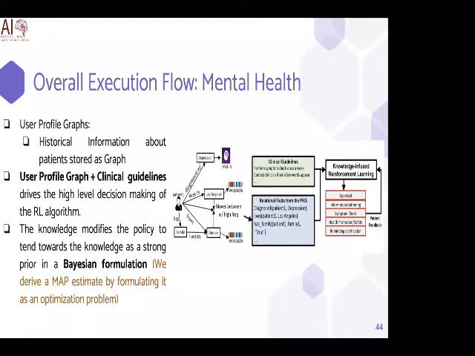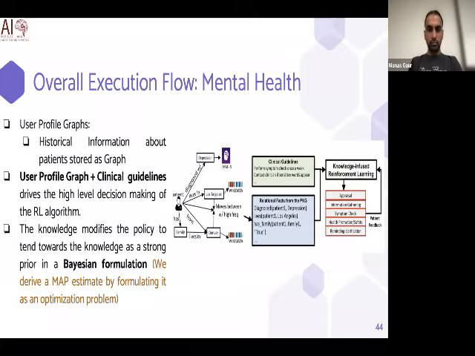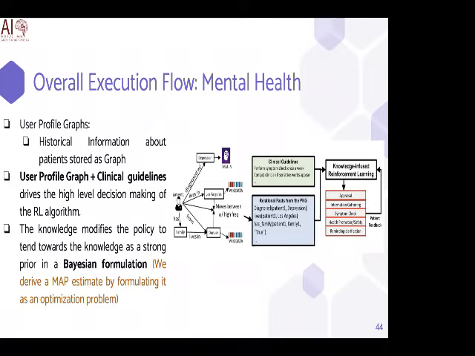So the idea is that you use a user profile graph and clinical guidelines from the expert, construct the graph from the user provider notes, and type it by linking to UMLS. That is what happens in that blue box. And then the reinforcement learning algorithm has all the necessary information, and it learns to do based on user feedback as well, which is patient feedback.